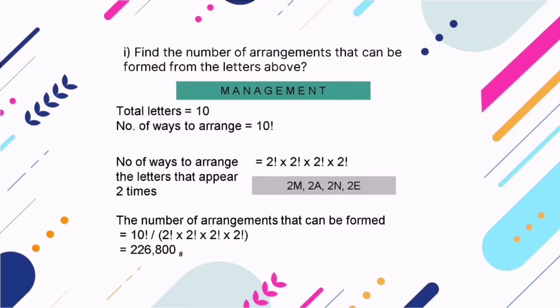The number of ways to arrange the letters that appear 2 times is 2 factorial times 2 factorial times 2 factorial times 2 factorial, which is equal to 16. In order to get the number of arrangements that can be formed, it is 10 factorial divided by 16. And then the answer is 226,800.